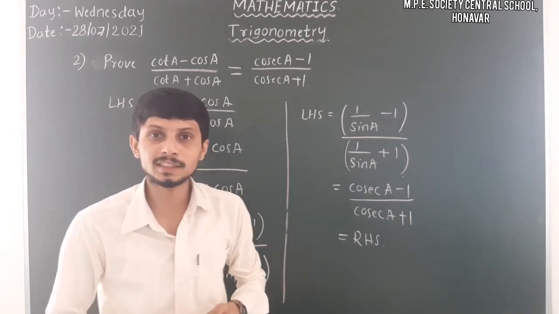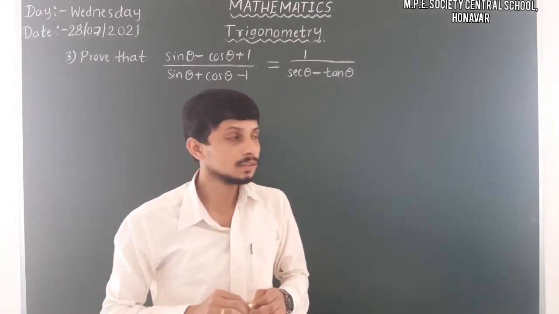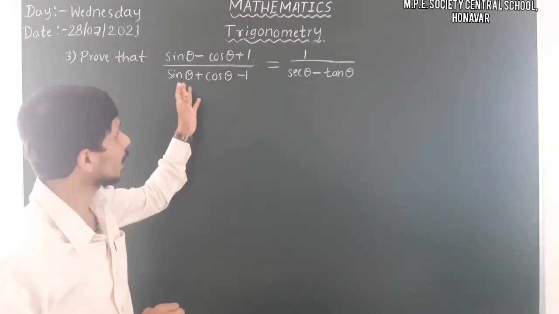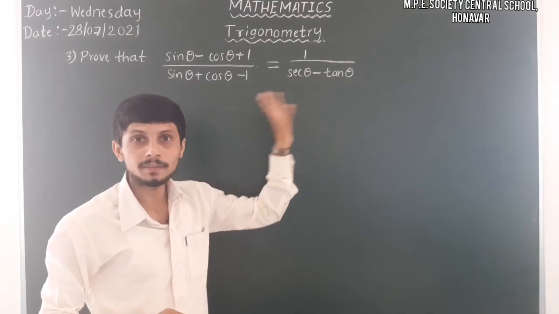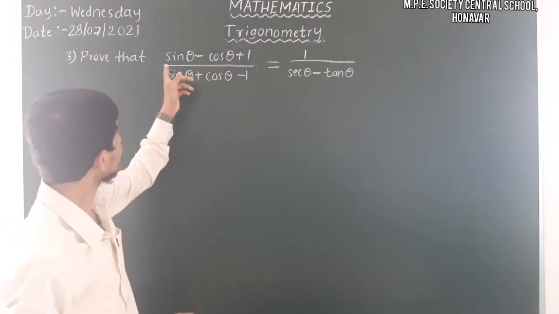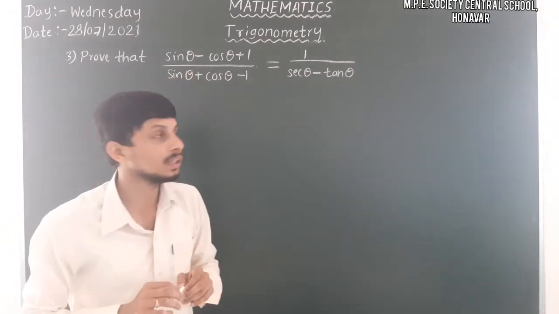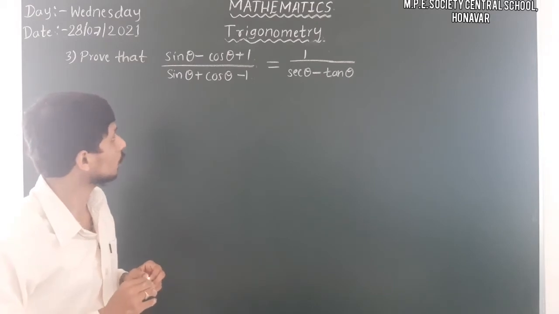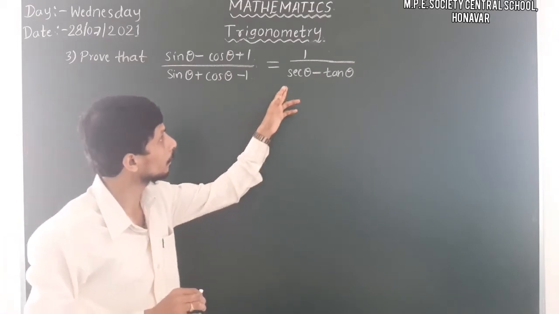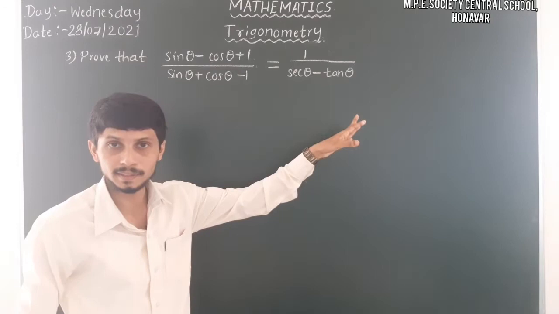So let's take the next problem. Let's take the third problem here. Just observe, we have LHS side and RHS side that we have to prove. In the LHS side we have sin theta minus cos theta plus 1 divided by sin theta plus cos theta minus 1, is equal to 1 divided by sec theta minus tan theta.